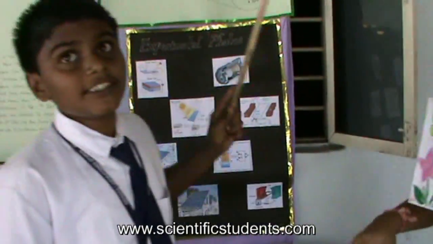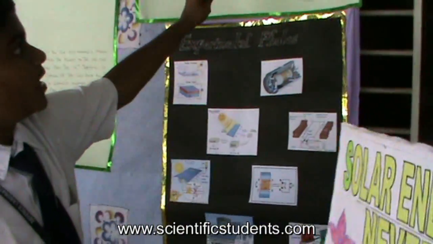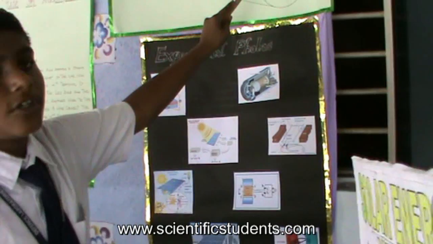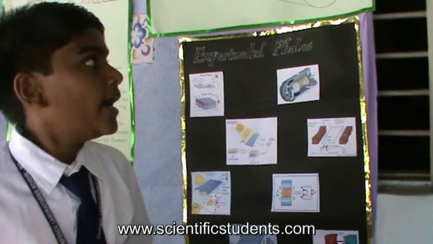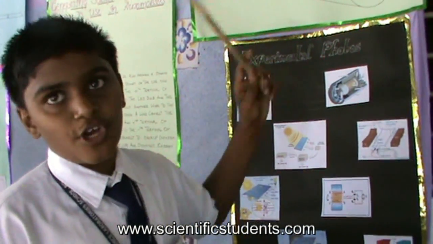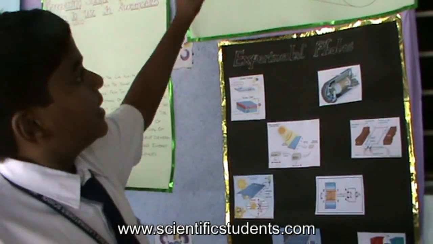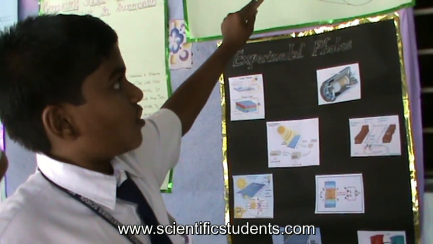The solar panel consists of 2 layers, the N-type silicon and the P-type silicon. The N-type silicon produces negative energy, and the P-type silicon produces positive energy. The point where the 2 layers meet is called a junction.